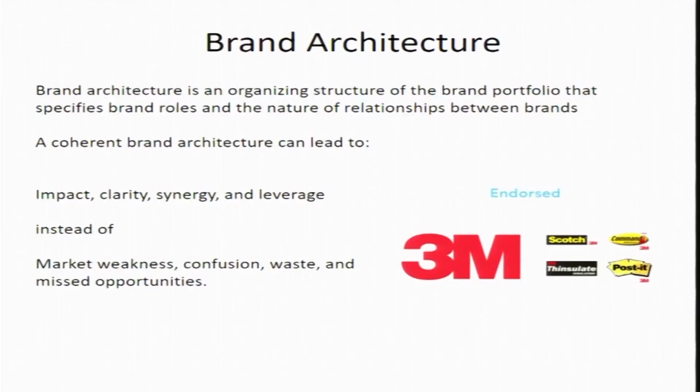Now, if you can create a coherent brand architecture, what is the meaning of coherent brand architecture? It means these relationships are clear. It means the way the brands are positioned in the portfolio is clear. Anybody who looks at it is able to clearly see what is the relationship, what is the place, what role different brands are playing. If it is clear, then you can say that the brand architecture is coherent. And if you are able to create a coherent brand architecture, what it can lead to is impact, clarity, synergy and leverage. What do all these words mean? Let us look at them one by one.